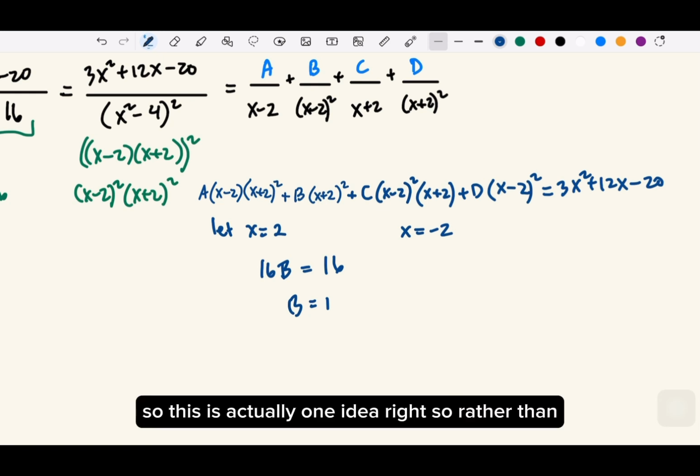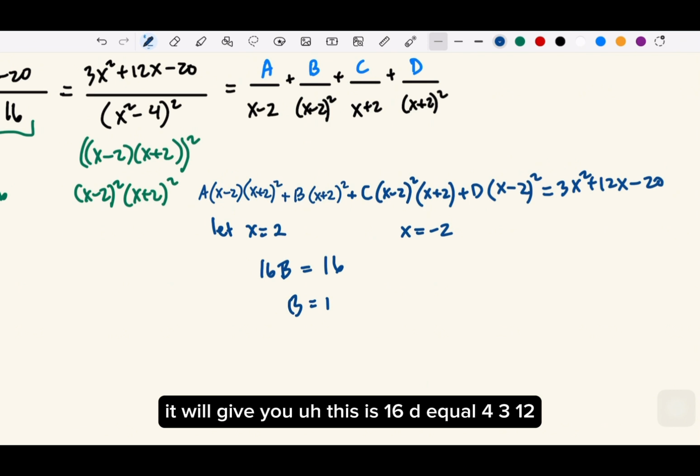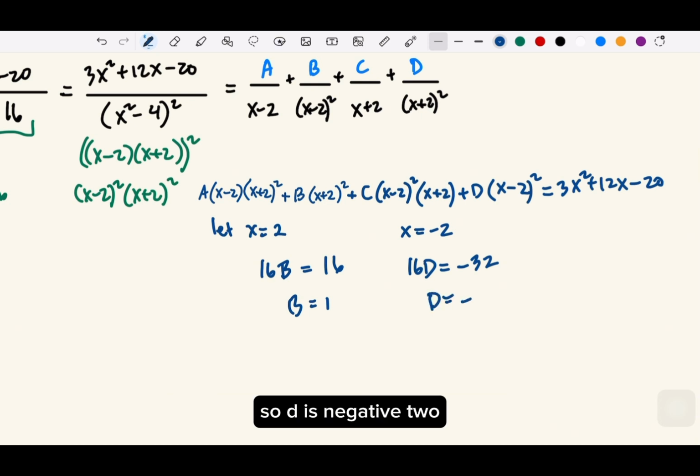So this is actually one idea. Rather than multiply everything, you can set some x that's easy to compute. So let x equal negative 2. It will give you 16D equals 4 times 3, 12, 12 minus 24, so negative 12, minus 20, so negative 32. So D is negative 2. So we have B and D.